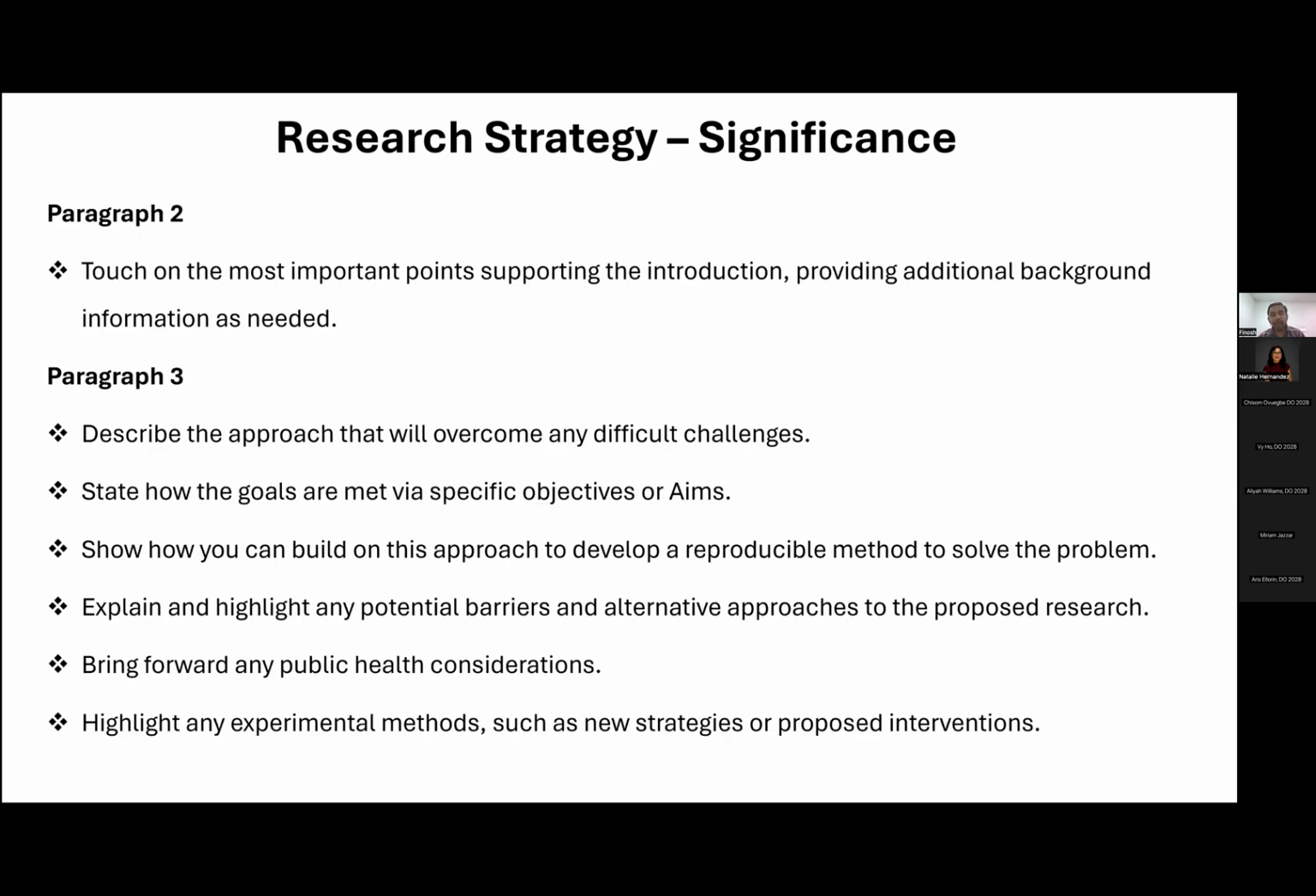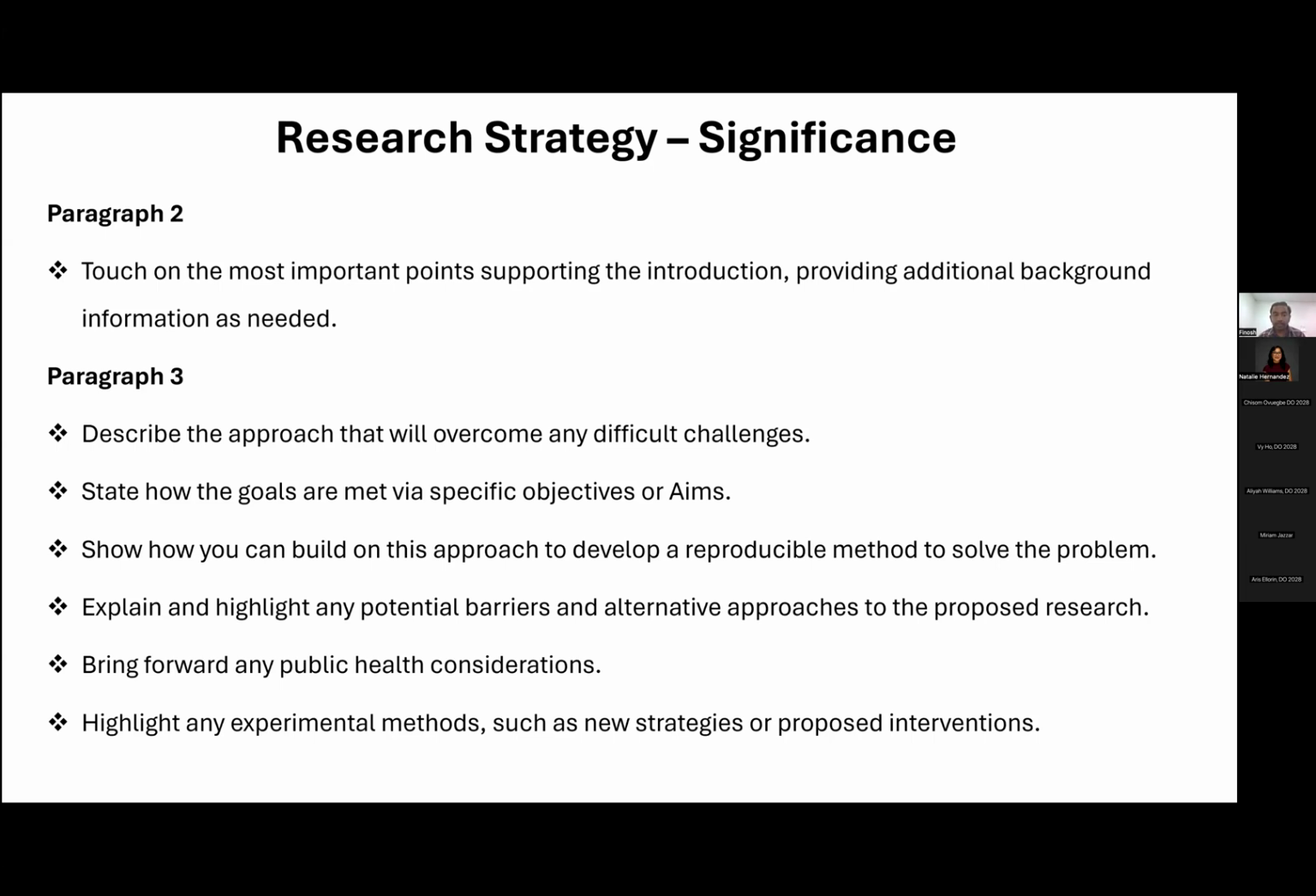In the second paragraph, I will give the most important points supporting the introduction, providing additional background. It will basically be narrowing down to our aspects. In the third paragraph, I will give a bit of an overview of the approach and difficulty, and I would emphasize the gap in the knowledge and how our approach is going to address and mend those gaps in the knowledge.